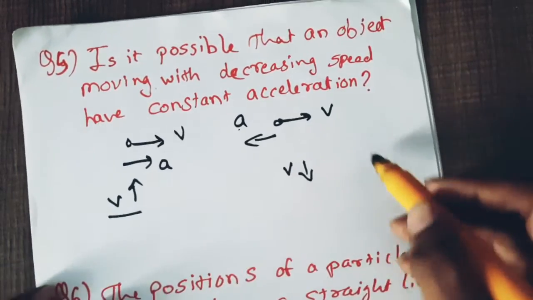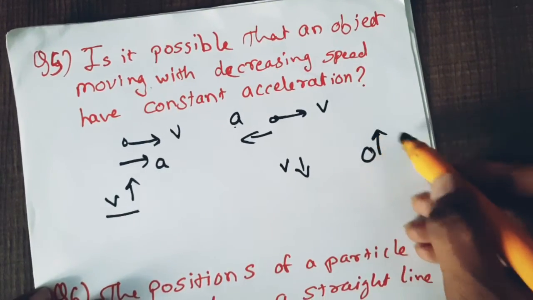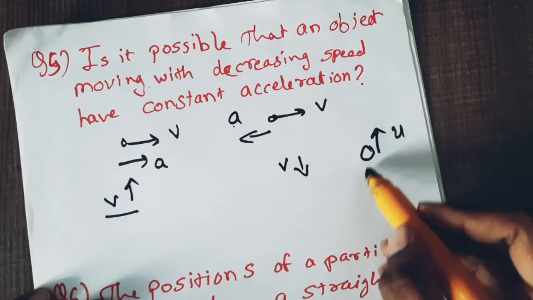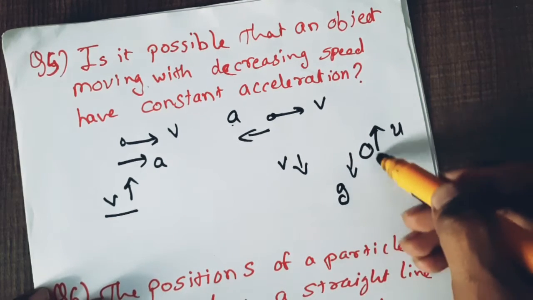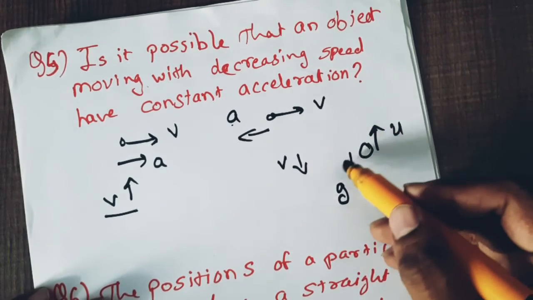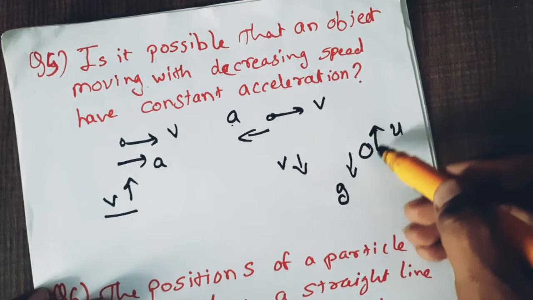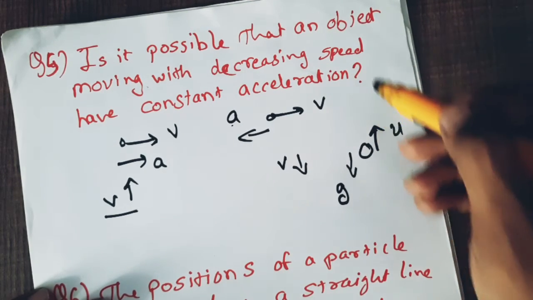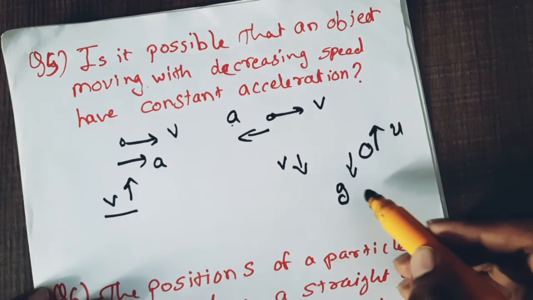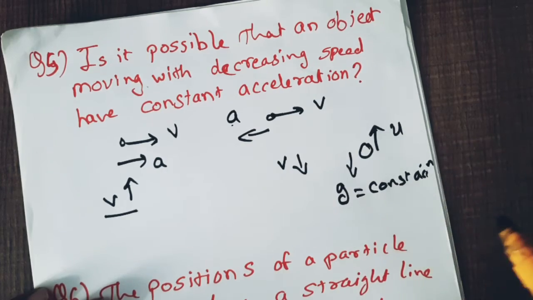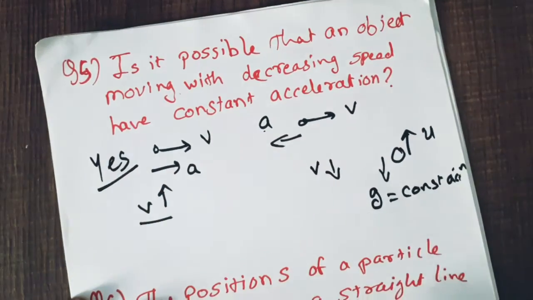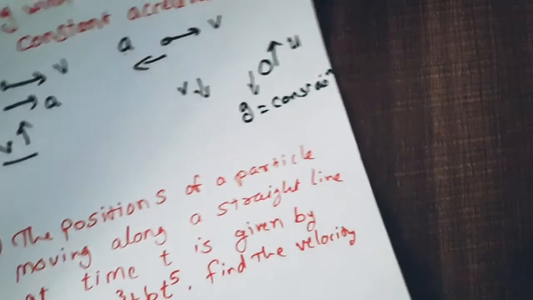And if you want a real life example, if you throw a ball upwards with velocity u, the acceleration due to gravity g, which is constant, is in the opposite direction to the motion of the ball moving upwards. Then the velocity of the ball will decrease as it goes up, and still the acceleration is constant. Here g is constant, which is constant acceleration. So as far as the question is concerned, the answer is yes, it is possible.